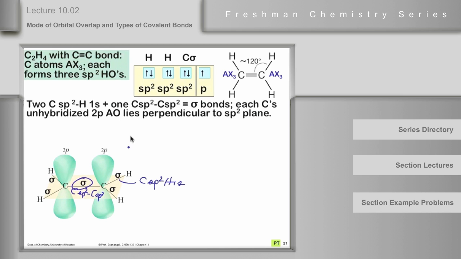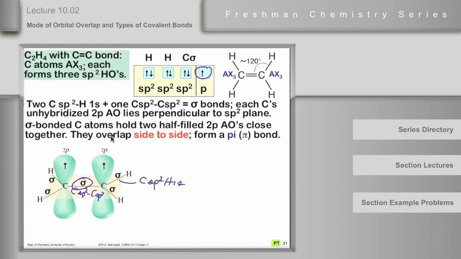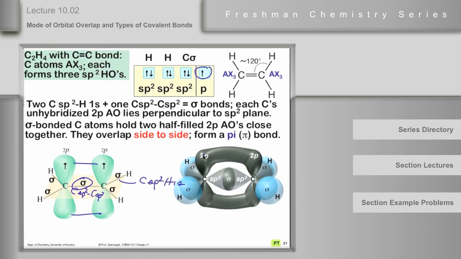Okay? Now that leaves 2 p orbitals that are not hybridized, 1 on each carbon. And they are held in an orientation which is side by side, and each one of them has 1 electron left. This is 1 carbon here, the other one will look just like it. So the sigma bonds hold these 2 p orbitals together, and if they are lined up, they can overlap side to side like this. And when they do that, they form what's called a pi bond.